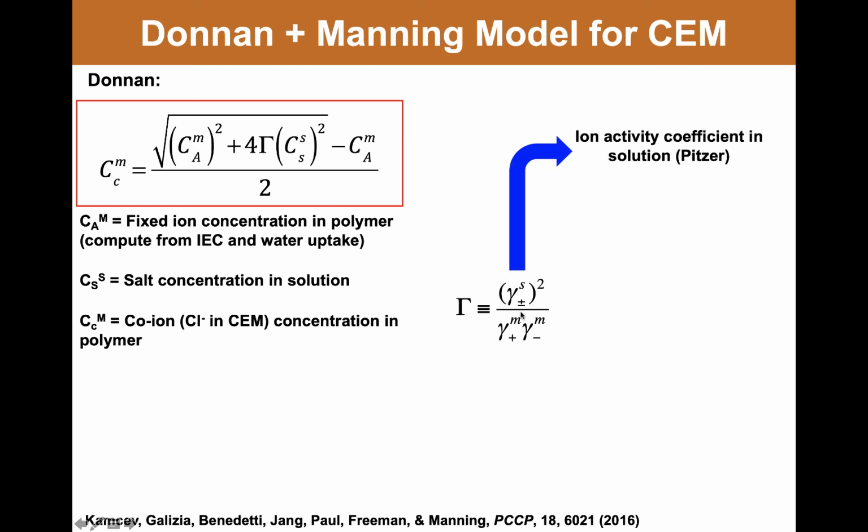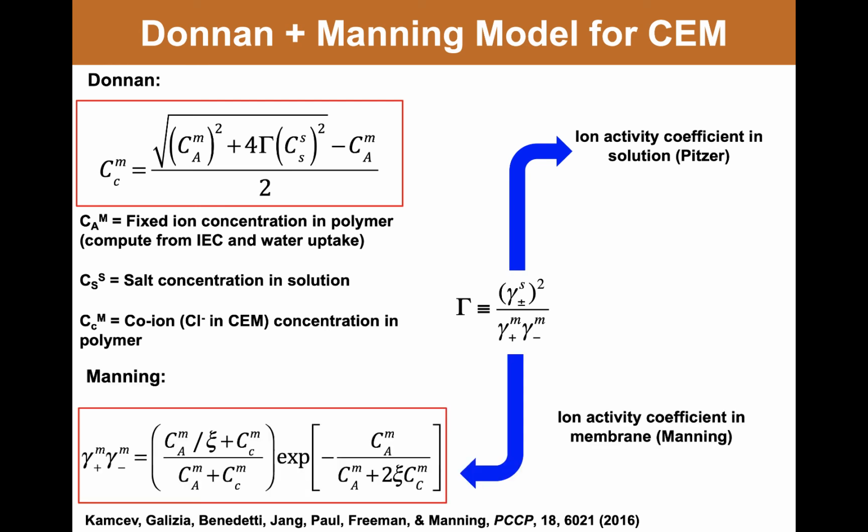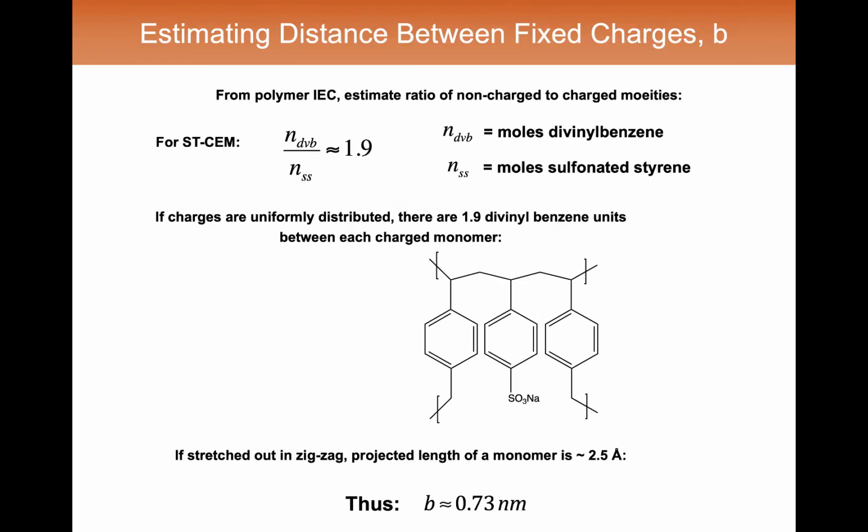And we can now come back to our Donnan expression for coion concentration. For the ion activity coefficients in solution, we can look those up in a handbook. We often compute them with a model like the Pitzer model that very well represents the non-ideal behavior of the ions. And then we have the Manning model to calculate the ion activity coefficients in the membrane. And again, it relies on one parameter, the so-called Manning parameter, which is a ratio of those two length scales that I just showed you.